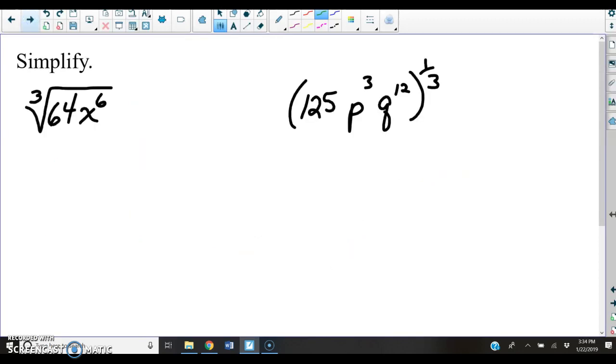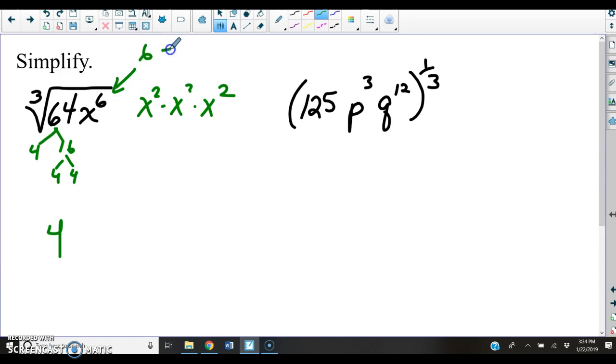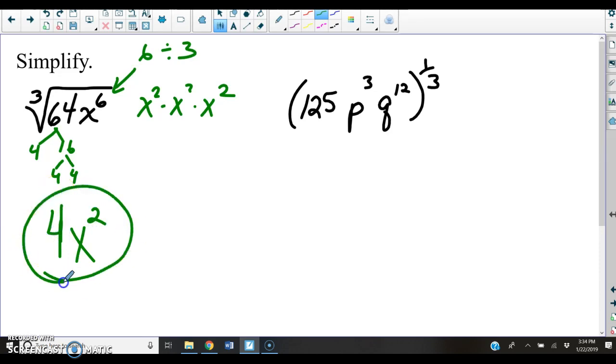Now when I see this, I'm old enough, I've seen enough. 64 is 4 times 16, that's 4 times 4. And the cube root of x to the 6, well, that would be x squared times x squared times x squared. And what we end up doing is dividing the 6 by the 3, and you end up with x squared. Now this time I don't need the absolute value because x squared is going to be positive.